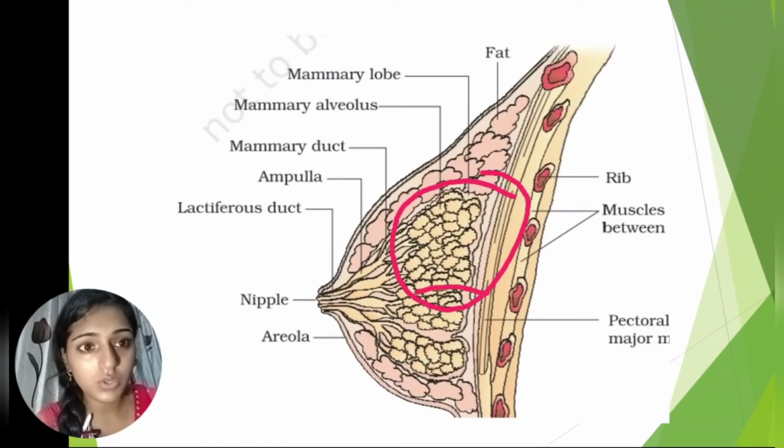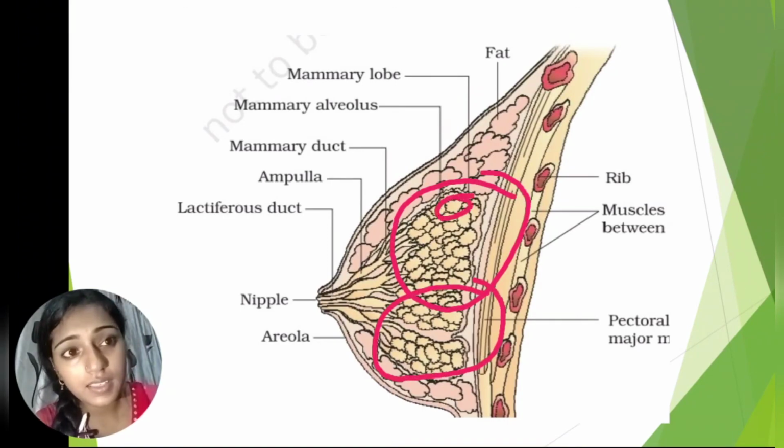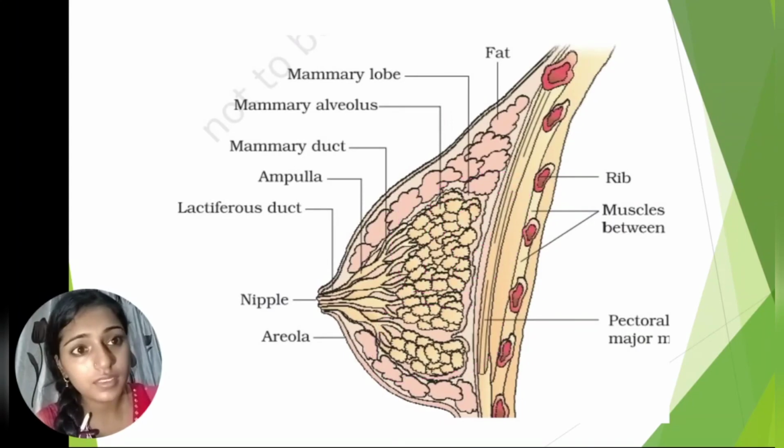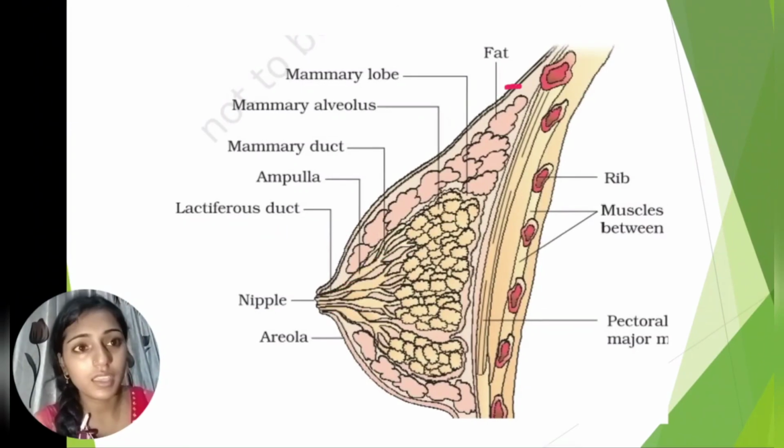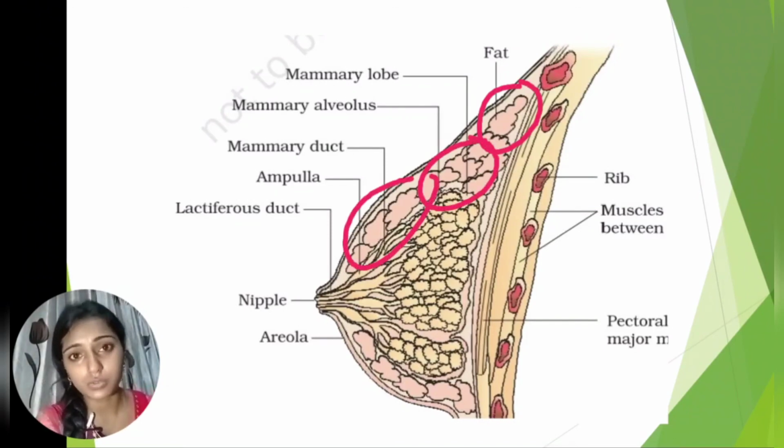In this image you can see these are the glandular tissues and these are the clusters of alveoli. These clusters of alveoli contain the milk and release it via these mammary ducts to the lactiferous duct. Here, as a support system, these are the fat tissues or fat globules.